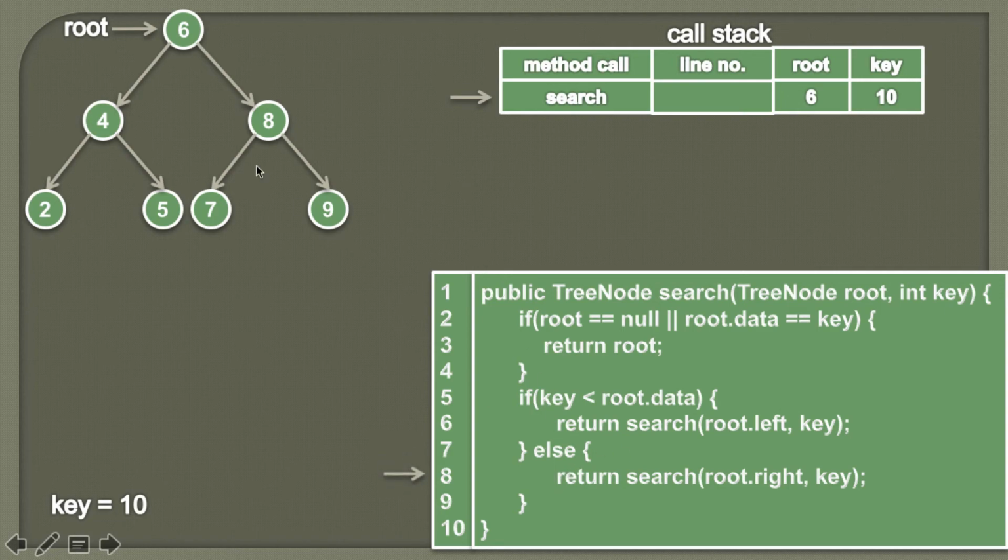So here, as we know that 10 might lie somewhere in the right subtree of 6, therefore we again call the search method by passing in root.right. So root is pointing to 6 and root.right is pointing to 8. And as we are leaving this search method, we'll keep track of the line number, which is 8.